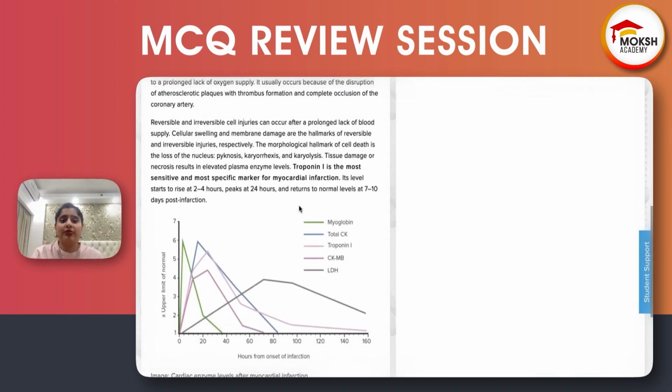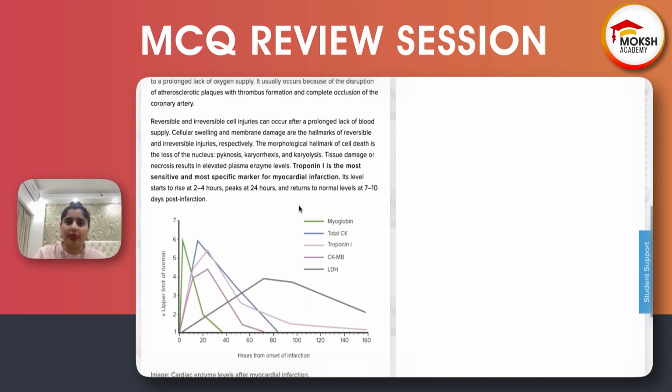Now, reversible and irreversible injury can occur after a prolonged lack of blood supply. Initially it starts off with angina, and then suddenly there'll be a fixed block causing MI. Cellular swelling and membrane damage are the hallmarks of reversible and irreversible injuries, respectively. These are basics of pathology, which you should know if you're 50% through your Step prep. And membrane damage is definitely irreversible.